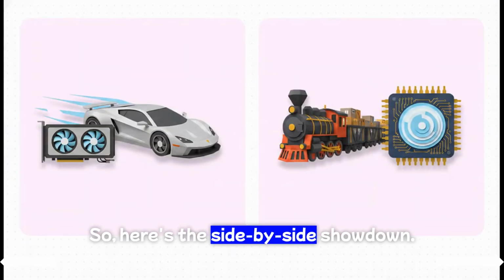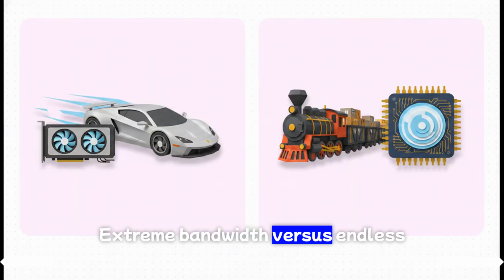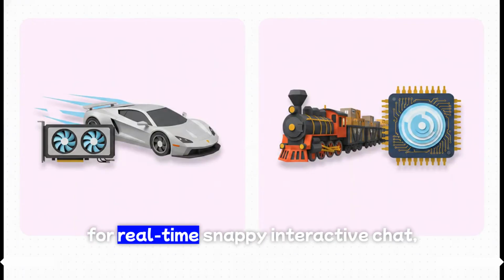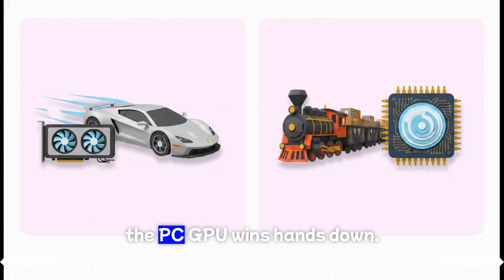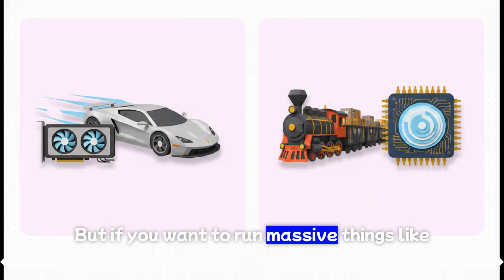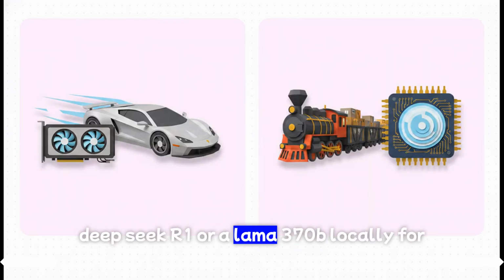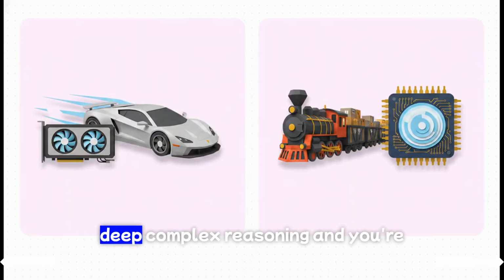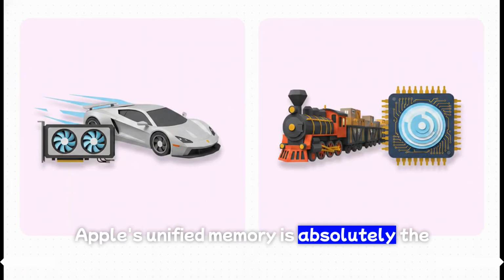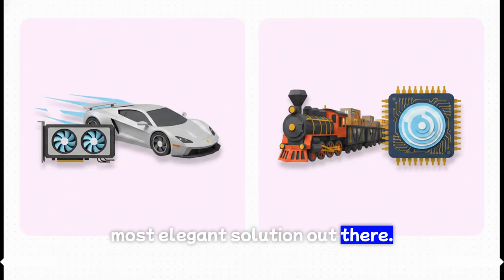So here's the side-by-side showdown, extreme bandwidth versus endless capacity. If you need 100 tokens per second for real-time, snappy, interactive chat, the PC GPU wins hands down, no question. But if you want to run massive things like DeepSeek R1 or Llama 3 70B locally for deep, complex reasoning, and you're perfectly fine with 12 tokens a second, Apple's unified memory is absolutely the most elegant solution out there.